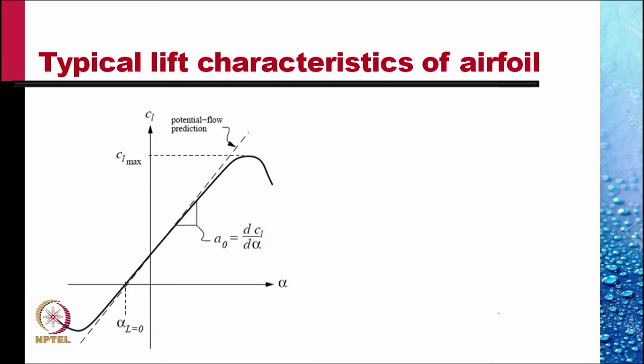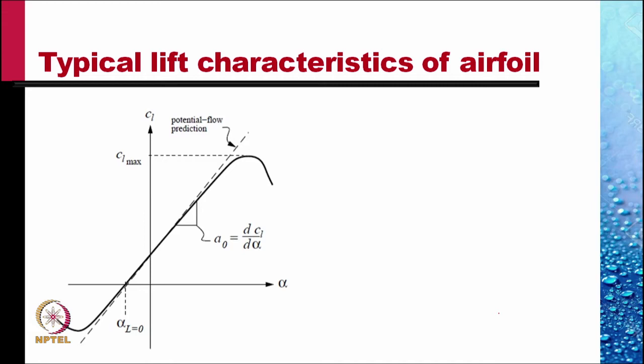Typical lift characteristic of an airfoil is shown by this graph. On the horizontal axis is alpha, termed the angle of attack. This is the angle at which the chord of the airfoil is inclined to the oncoming flow. And the lift coefficient, which is defined as the lift force per unit length of the airfoil divided by 1/2 rho v square times the chord of the airfoil, is a non-dimensional lift.